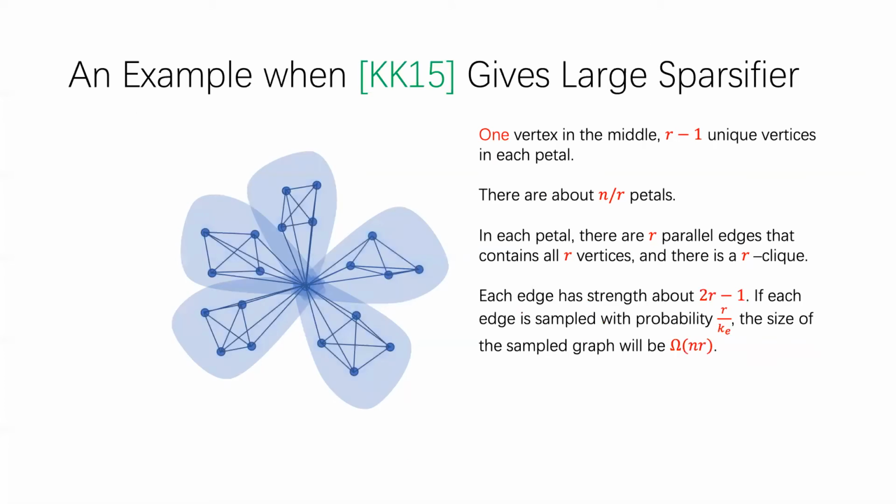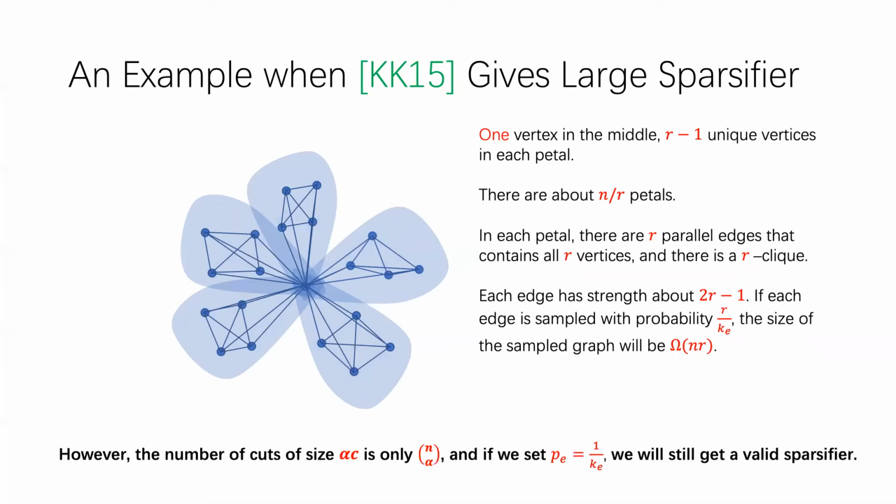Consider this example. It is similar to the previous one, except that there are only r parallel edges in each petal. Now each edge has strength about 2r-1 in this graph. If each edge is sampled with probability r over k_e, the size of the sampled graph will be omega of n times r. However, the number of cuts of size alpha c is only n choose alpha, which is far from the cut counting bound. And if we set p_e equal to 1 over k_e, we will still get a valid epsilon cut sparsifier.